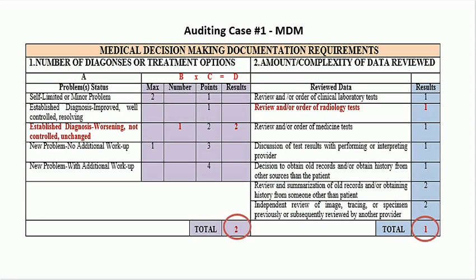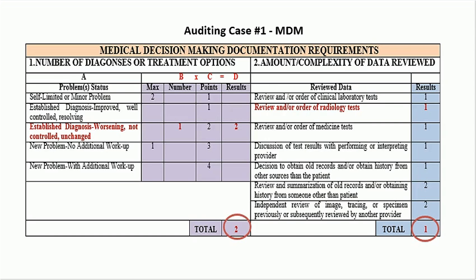Under the diagnosis and treatment options in medical decision-making, the provider stated that she had previously discussed the DEXA results with the patient. So we know that this is an established problem which is unchanged or uncontrolled. We would enter 1 in the number column by the established diagnosis worsening, not controlled, unchanged category and multiply that by 2 points, and so our result would also be 2. Since this is the only problem addressed in the encounter, we have a total of 2 points in the diagnosis and treatment options.